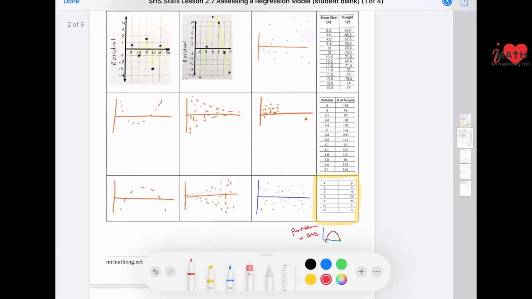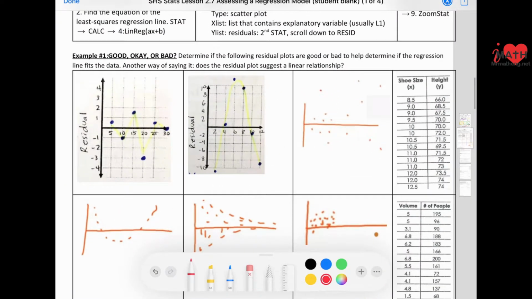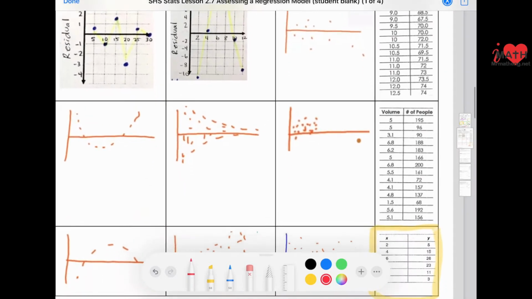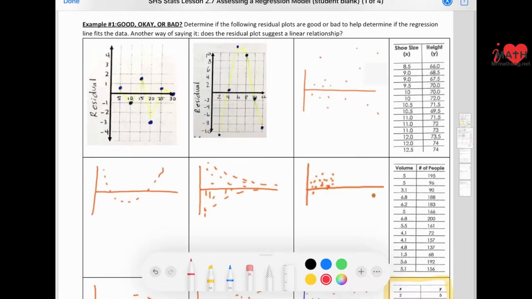All right, for the rest of these, let's read the directions. Is it good, okay, or bad? Determine if the following residuals are good or bad. Determine if the regression line fits the data. Another way of saying it is, does the residual plot suggest a linear relationship? You press pause, and I want you to finish the rest of these 11 problems here, and then I'll go over the answers.